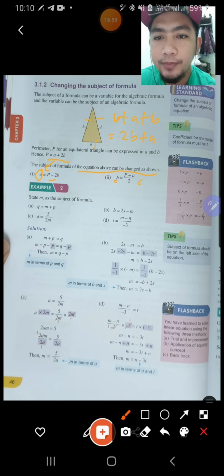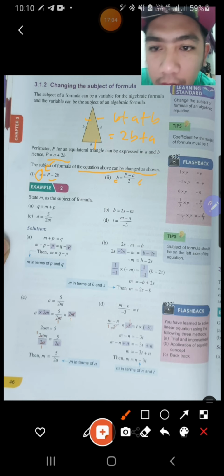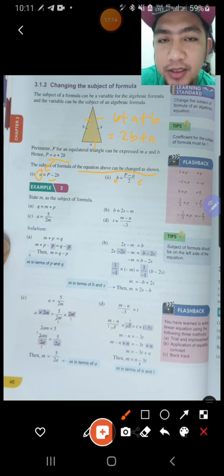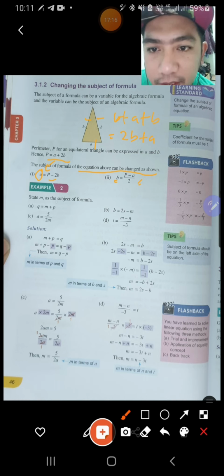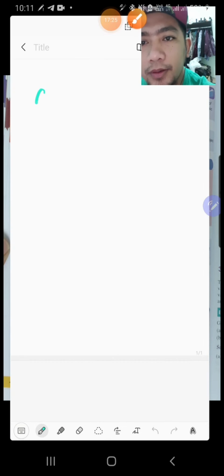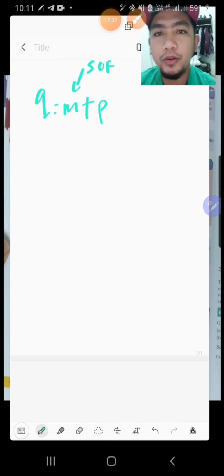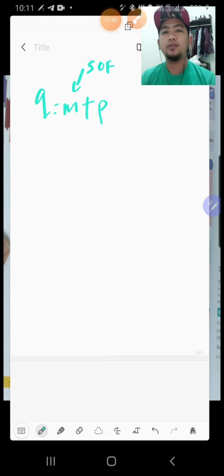So example 2, state M as the subject of formula. In all of these questions, M you need to change as the subject of formula. Let's say question A, Q is equal to M plus P. So we need to change M as the subject of formula, SOF.